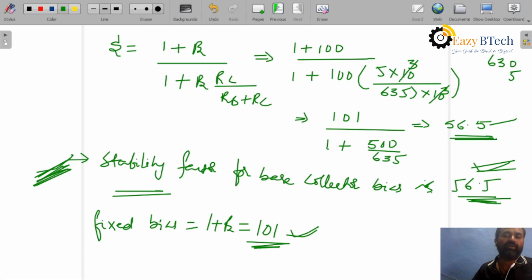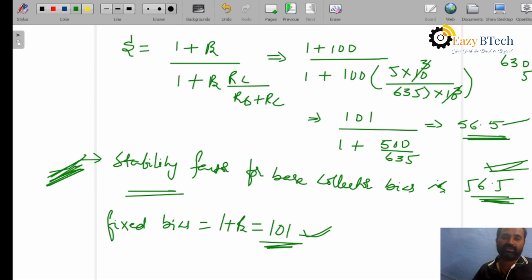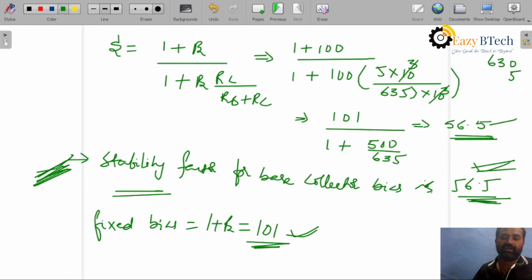Now as the temperature increases, IC naught increases, IC increases, but the stability factor is decreased. For the same value of beta you can see how the stability factor is reduced. This base collector bias, or base to collector feedback resistor bias, is more stable compared to the fixed bias circuit. Okay students, thank you.